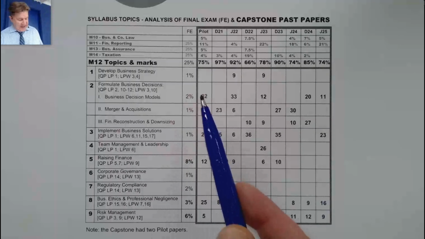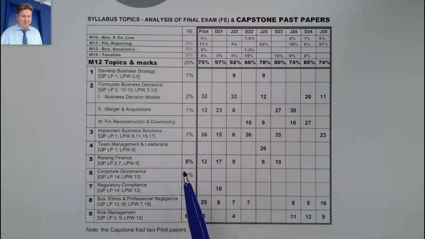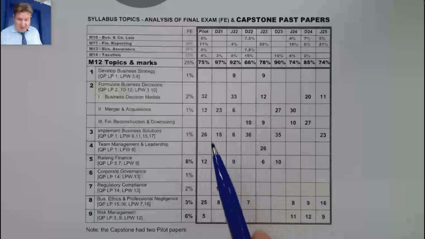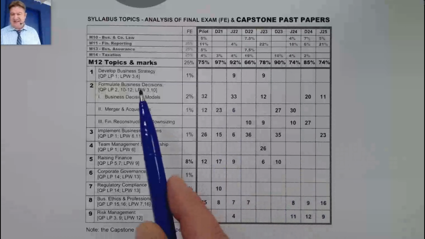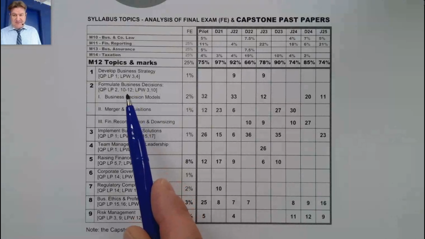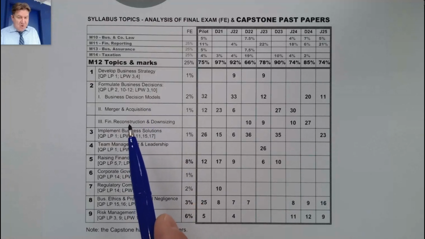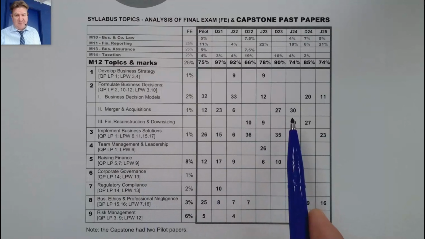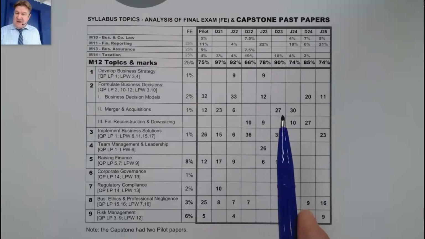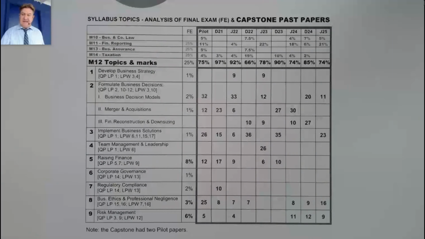And before in the FE exam, popular areas used to be things such as raising finance, ethics, and things like risk management. That's now changed. There's a lot more questions here on the strategic areas, particularly this one, formulating business decisions, including things like mergers and acquisitions are very popular. These are the marks. The Capstone exam is out of 80 marks.